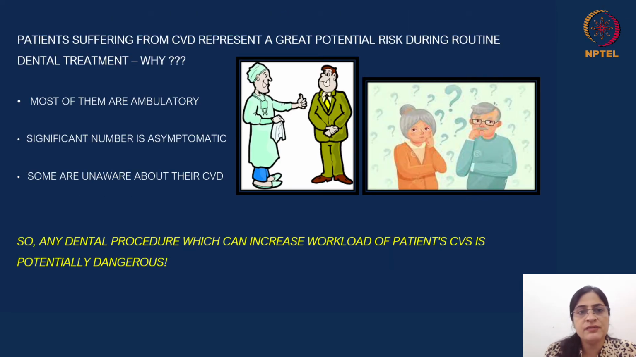diseases. Why do patients suffering from ischemic heart disease represent a great risk during routine dental treatment? Because these patients would be ambulatory, that means walking around normally doing their routine daily procedures. These patients would be asymptomatic and some of them would not know their cardiovascular status. So any dental procedure which can increase the stress, cause an emotional or a physical stress to the patient and increase the workload of the patient's cardiovascular system is potentially dangerous.